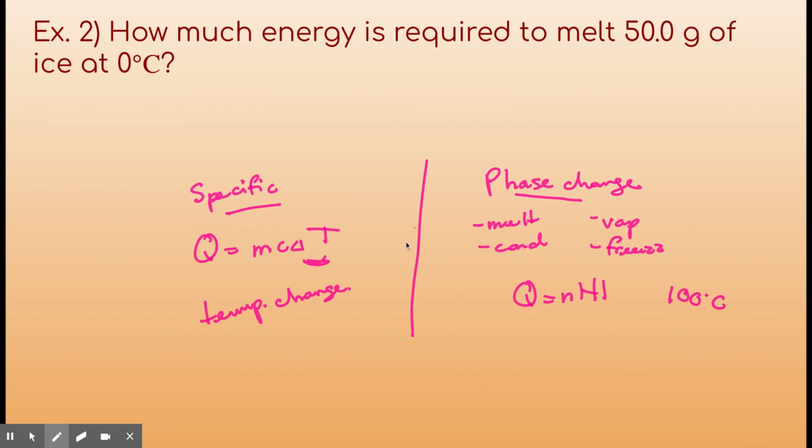And that is, for the most part, the end of a little bit of thermodynamics and phase change and specific heat capacity with water problems.